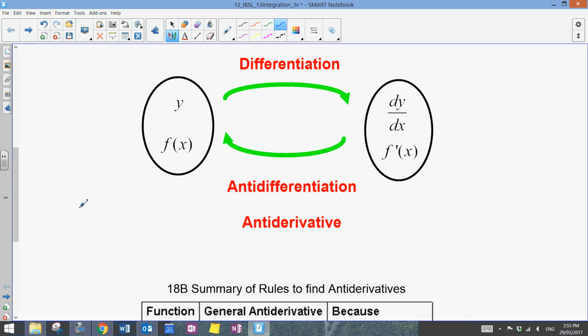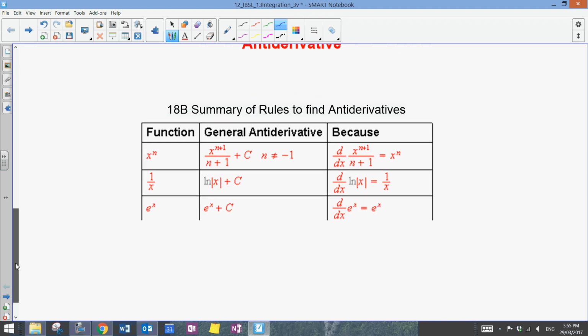So some of the rules that you guys have already covered, a little summary for us, is if you have a base with a power, so a polynomial, we wind up adding 1 to the exponent and dividing by that same exponent. We add a constant c as a possibility, because when we take the derivative, it goes away. So if we take the derivative of this expression, we get back to the original. So again, it links the derivative with the antiderivative.